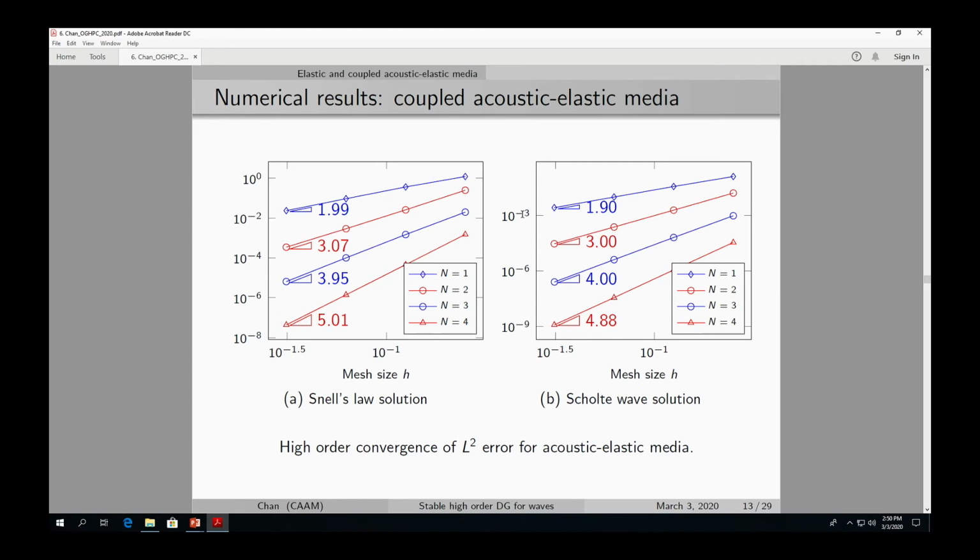So if we use these fluxes, if we start to simulate things, if we look at simple solutions for Snell's law and for Scholte waves, then we get higher order accuracy, just as we expected, with a relatively simple formulation.